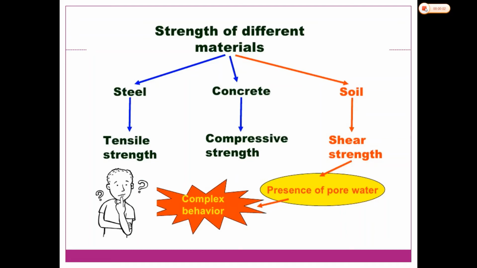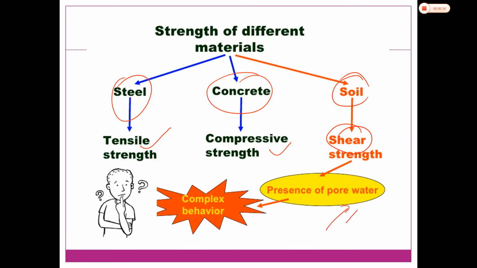Okay, then for the strength of different materials, each material has its own analysis of strength. For steel, for example, we analyze it based on the tensile strength, tension stress. For concrete, we analyze it based on the compressive stress, tekanan. But for soil, we generally analyze it based on the shearing. Shearing is sliding against each other, the geseran. It's like friction or geseran.